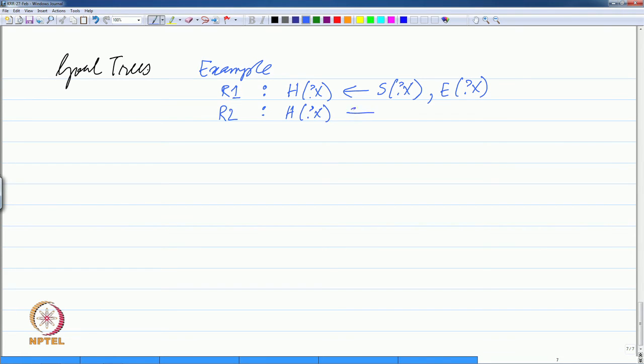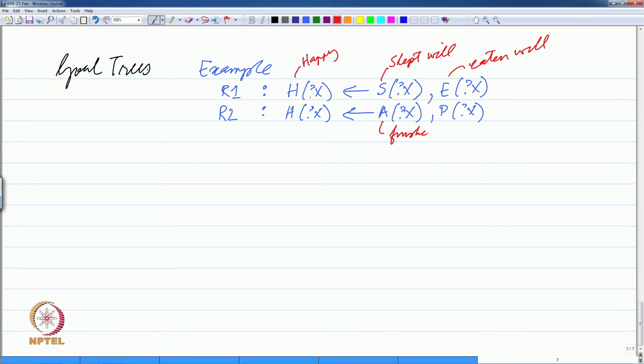h of x if a of x and p of x. It does not really matter what these predicates mean, but just to make it more accessible to us, let us say H stands for happy and S stands for slept well, E stands for eaten well, A stands for finished assignment, and P stands for played in the evening or something, it does not really matter.